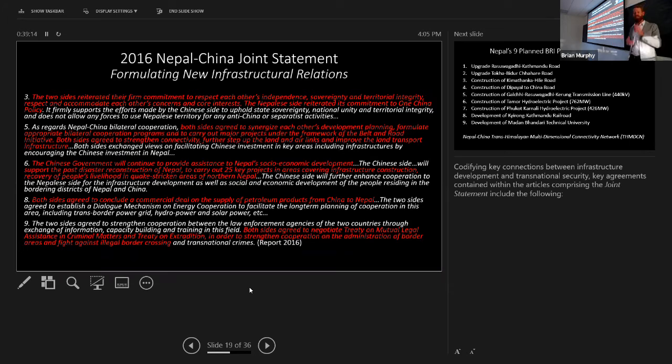Part six, the Chinese government will continue to provide assistance to Nepal's socioeconomic development, support the post-disaster reconstruction of Nepal, and carry out 25 key projects in areas covering infrastructure construction, recovery of people's livelihood in quake-stricken areas of northern Nepal. Eight, both sides agreed to conclude a commercial deal on the supply of petroleum products from China to Nepal. And part nine, both sides agreed to negotiate a treaty on mutual legal assistance in criminal matters and a treaty on extradition in order to strengthen cooperation on the administration of border areas and fight against illegal border crossing.